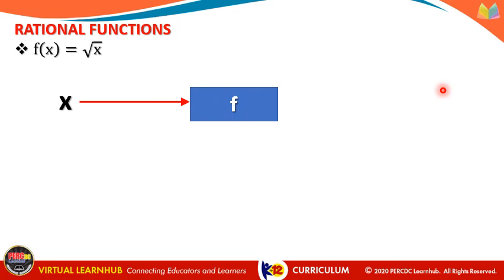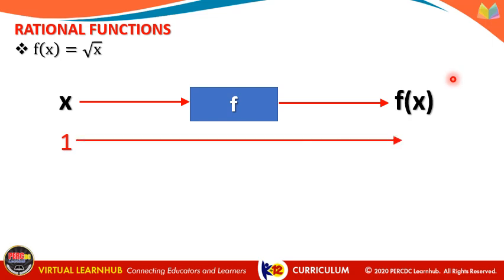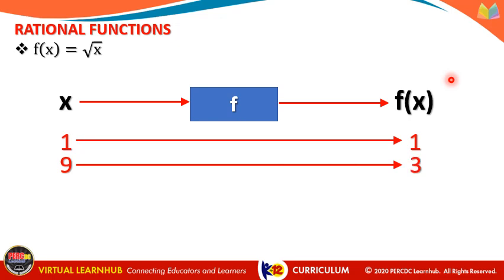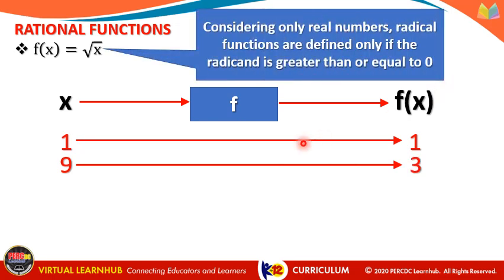What if our function is square root of x? So again, ang gagawin ng function natin, ano man ang ipinasok mo, i-square root niya. So kung let's say naglagay ka ng 1, square root of 1 is 1. Square root of 9 is 3. Paano kapag ang ipinasok mo ay negative?